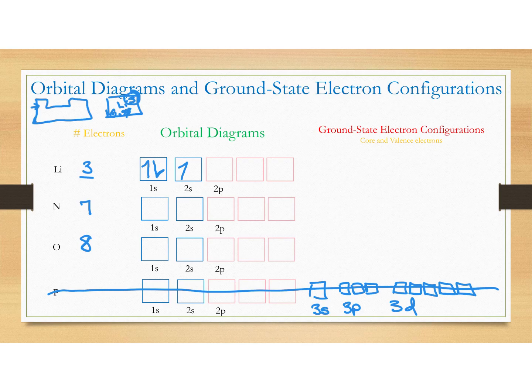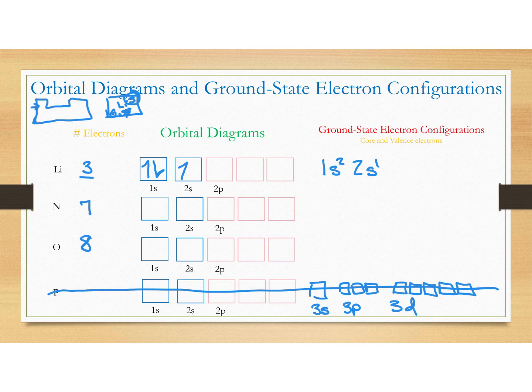If I asked you for the ground state electron configuration, I would write that as 1s2, 2s1, meaning I have 2 electrons in the 1s and 1 electron in the 2s. Let's try the next one. Let's look at nitrogen.